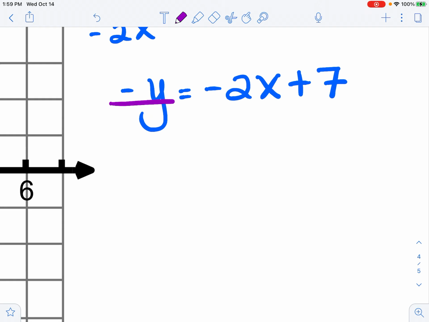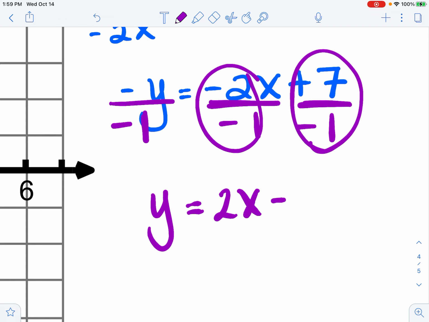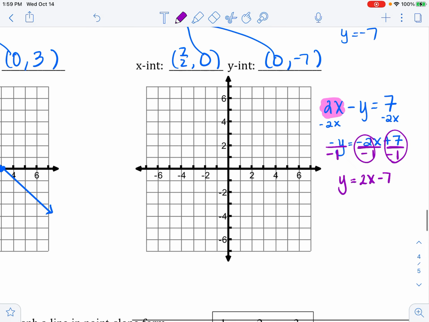All right, y is still not by itself, so I ask, how do I get y by itself? I have to divide by negative 1. But that means I have to divide this by negative 1 and this by negative 1. I have to divide everything by negative 1. So now I have y equals, this is a positive 2x, and this is a negative 7. And now I can graph it.